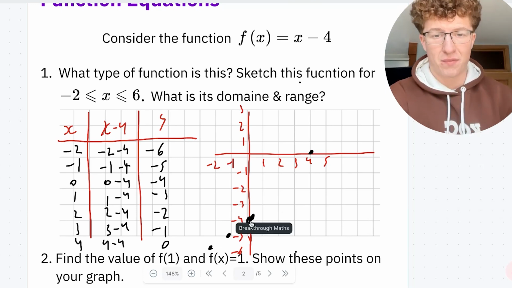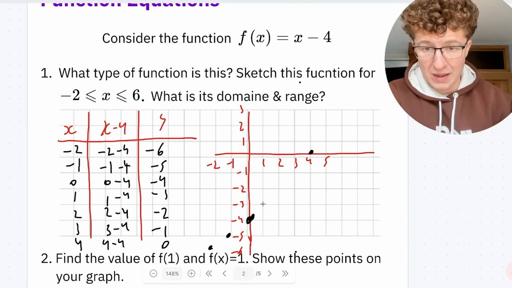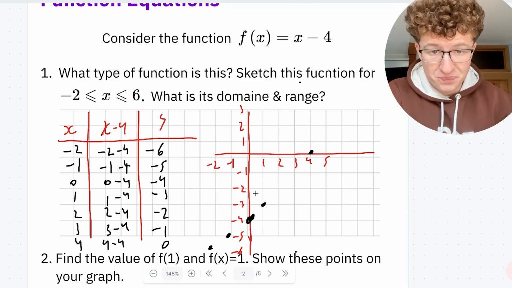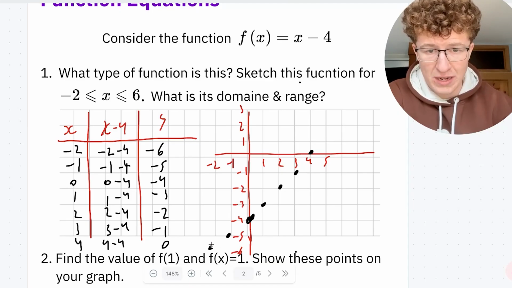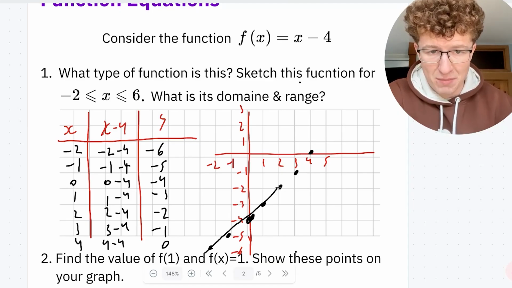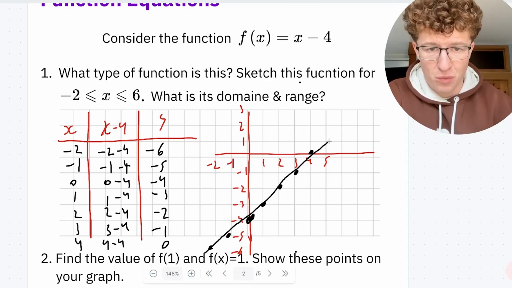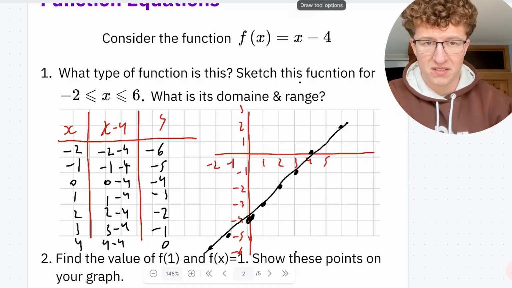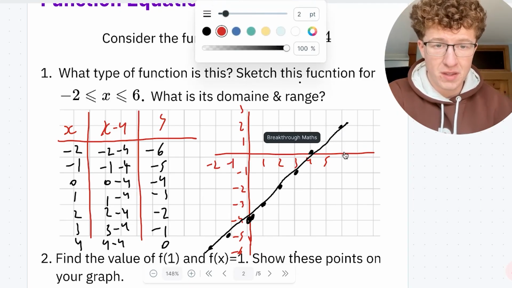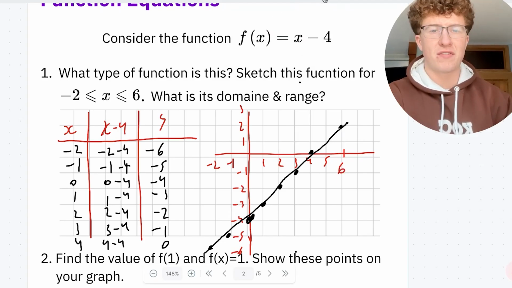Then we're going to have 0, -4, and then we're going to have 1, -3, 2, -2, boom. Just straight line graphs like this. And just connect them on up. And then we're going to have 5, 1, and then 6, 2 here, when x is equal to 6. I should add that in. Here, boom. So that's the graph drawn.